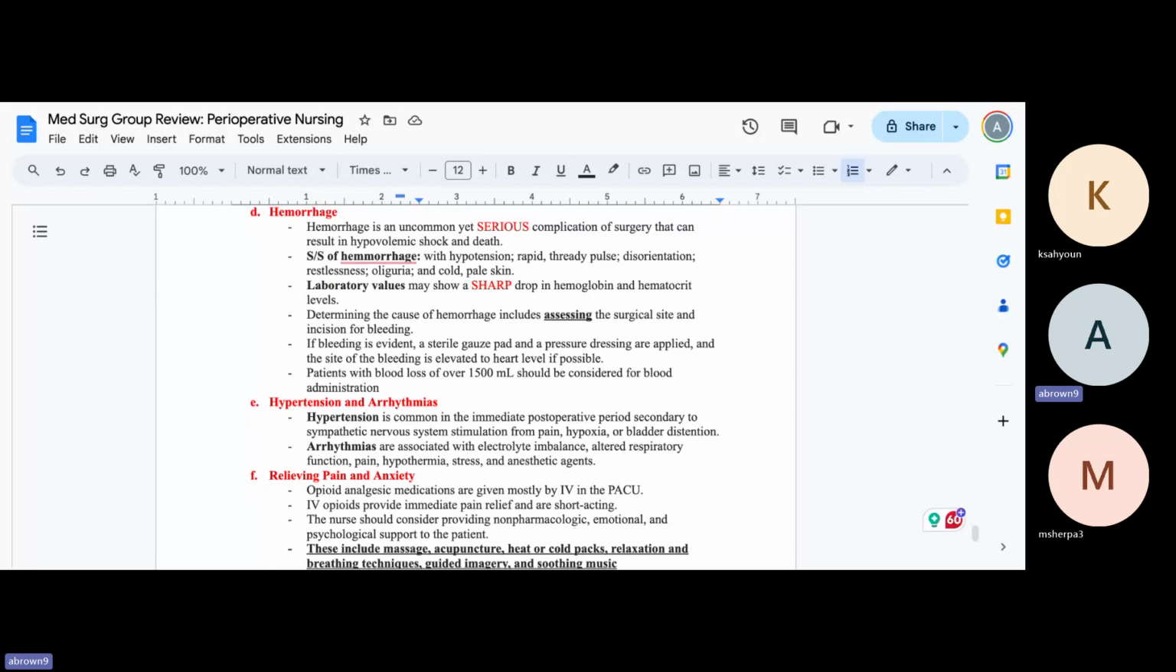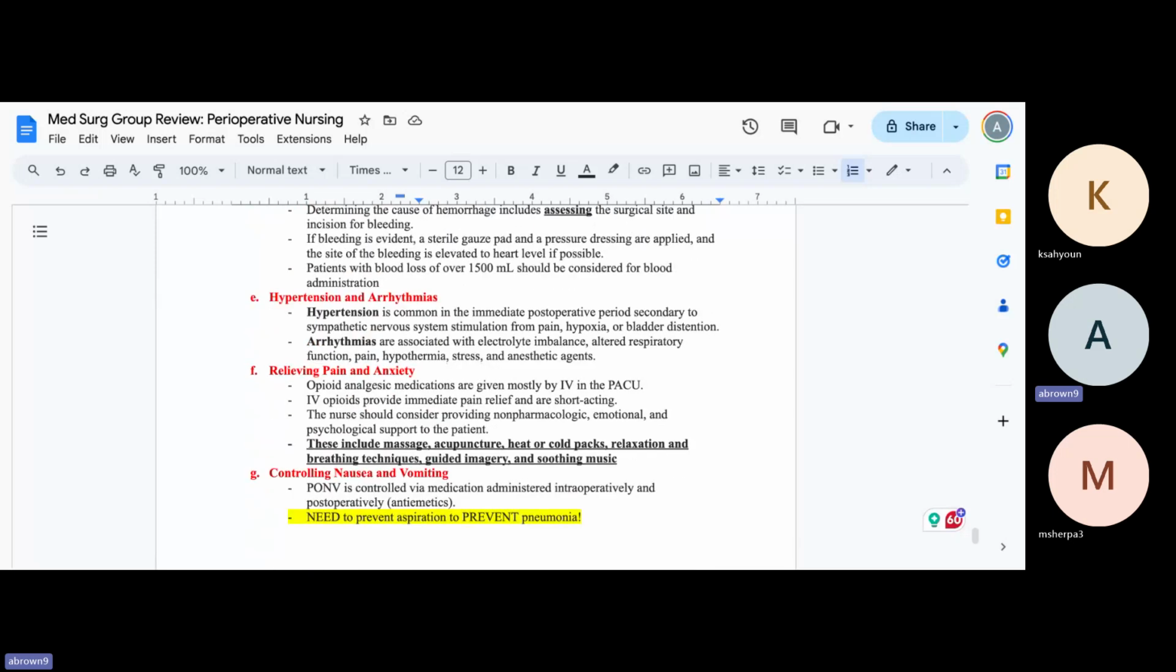Determining the cause of hemorrhage includes you want to assess the surgical site that was just performed and that incision for bleeding. If bleeding is evident, as the nurse, a sterile gauze pad and pressure dressings are applied, and the site of bleeding is elevated to heart level if possible.